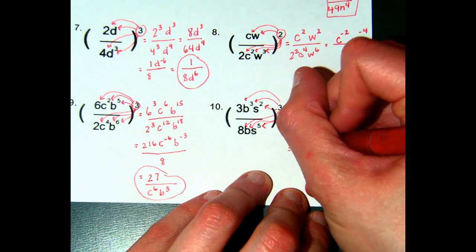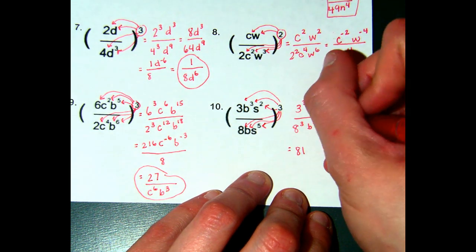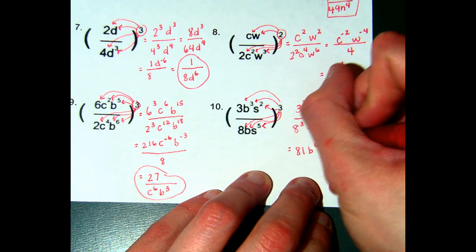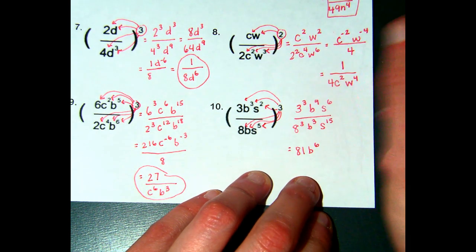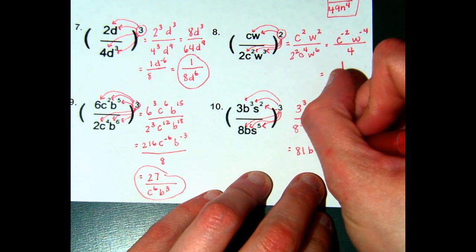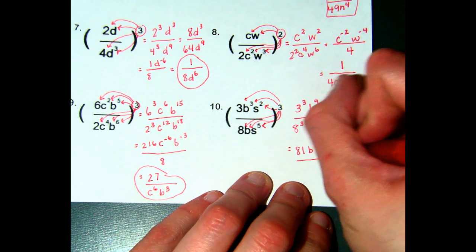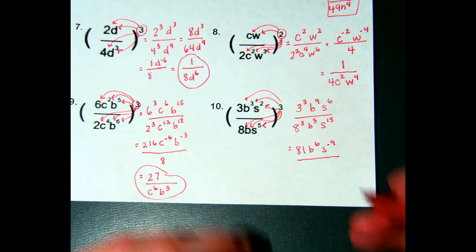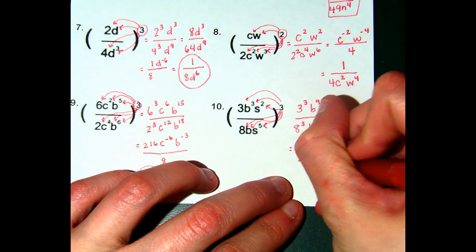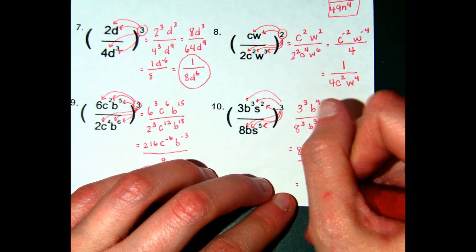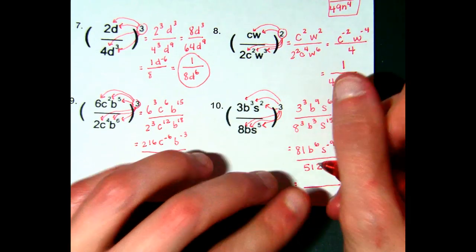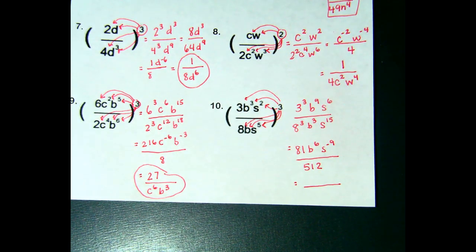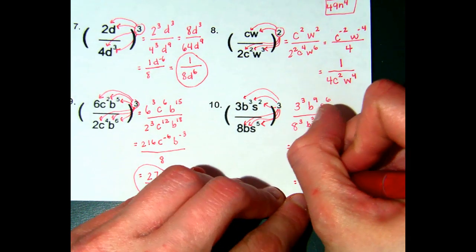Simplify, 3 to the 3rd is 81. 9 minus 3 of our B's is 6. 6 minus 15 is negative 9. 8 to the 3rd power is 512, and we're going to need to make sure those simplify or not. We'll look in just a moment. So let's go ahead and do 81 divided by 512. Does not simplify, so 81 and 512 can stay.